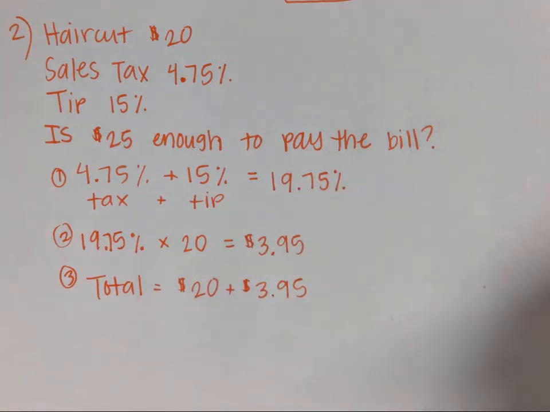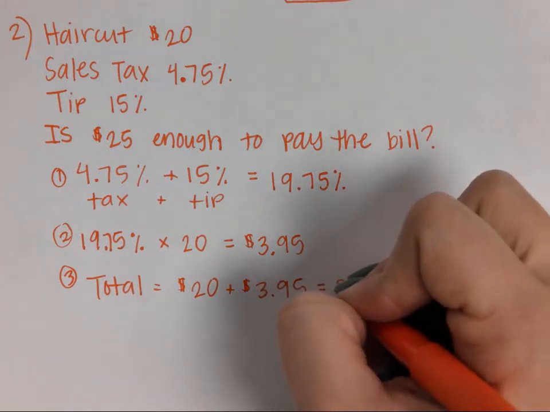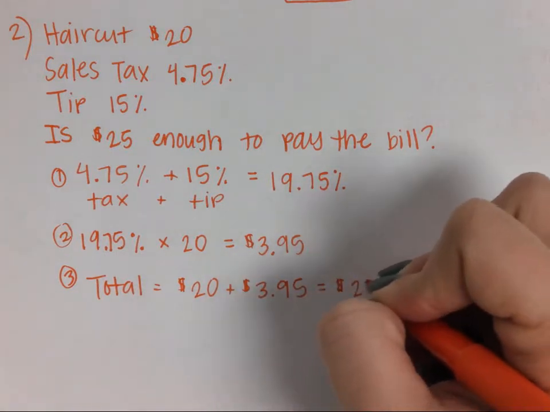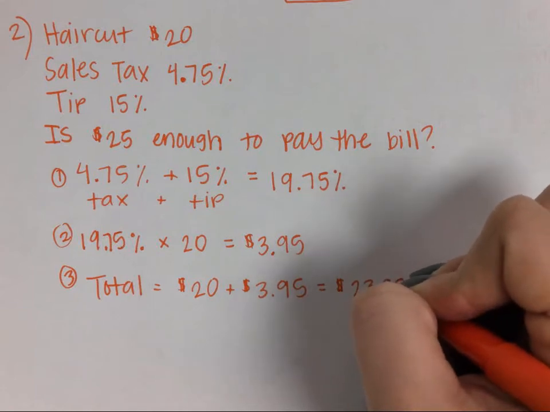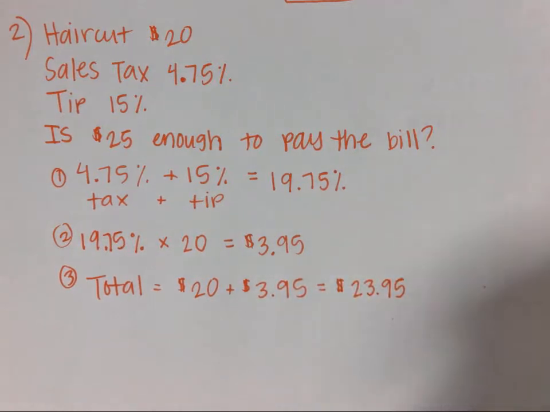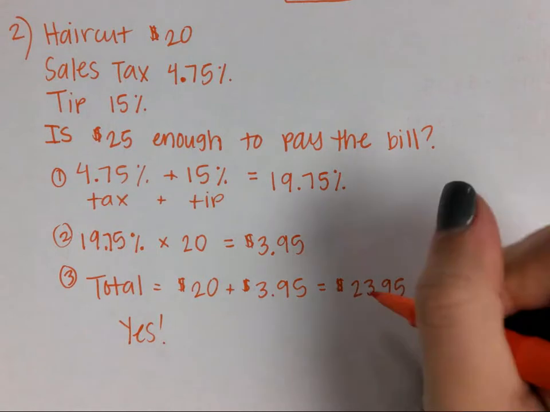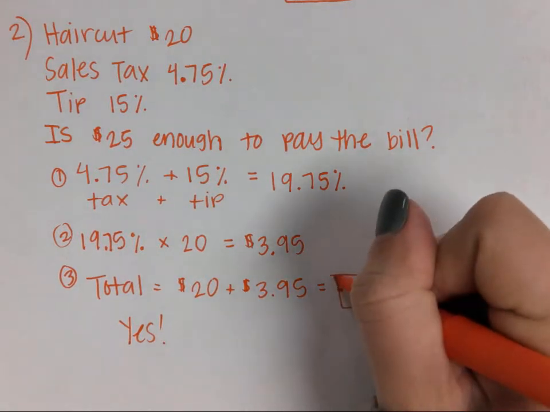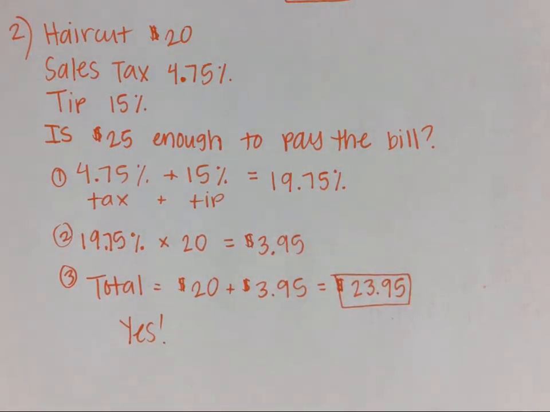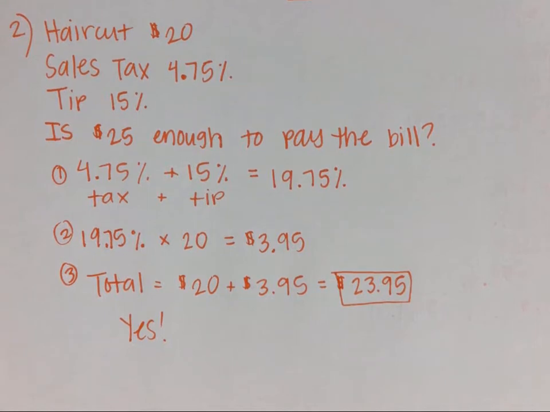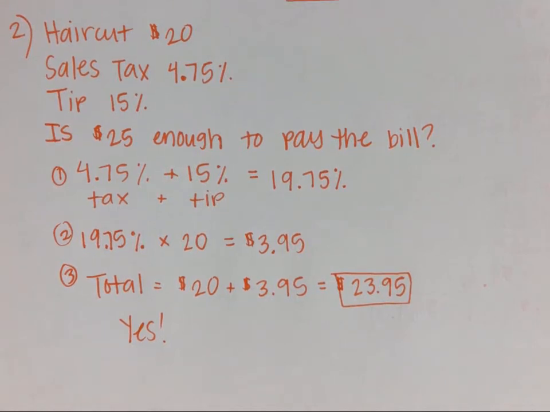Okay. So what does that give me? $23.95. Good. So, if I have $25 in my wallet, is that enough to pay the bill? Yes. So this was the total, and I do have enough money. Okay. Questions?